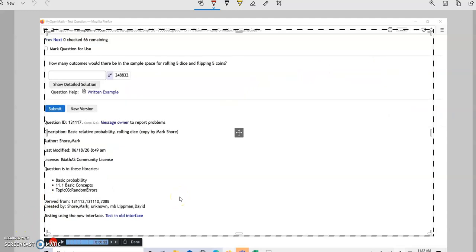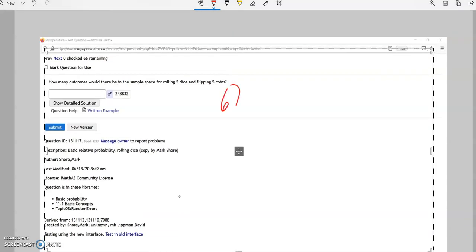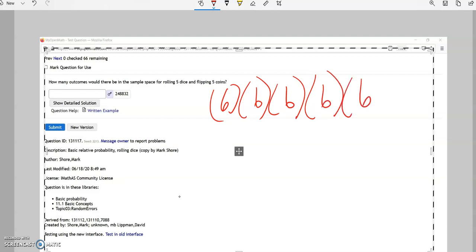Okay, I'll explain to you how a formula is arrived at. Let's just say one die. If I have 5 dice, there's 6 possibilities for each die, right? So 6 possibilities for the first one, 6 possibilities for the second one, 6 possibilities for the third one, 6 possibilities for the fourth one, and 6 possibilities for the fifth one. So there would be 6 raised to the 5th power possibilities, okay? You always multiply when you're doing these things.